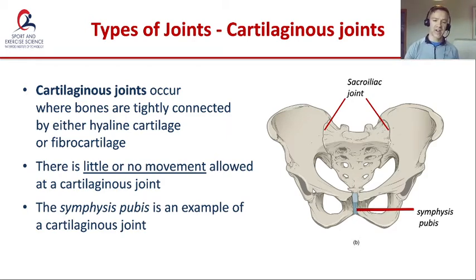There's very, very little movement available at these joints, but there is a little movement. Particularly here at the symphysis pubis, there's a little bit of rotational movement available. If you were to stand on one leg, for example, there's a little shift that can occur at this joint here. And in your sacroiliac joint, there's a little less movement allowed.